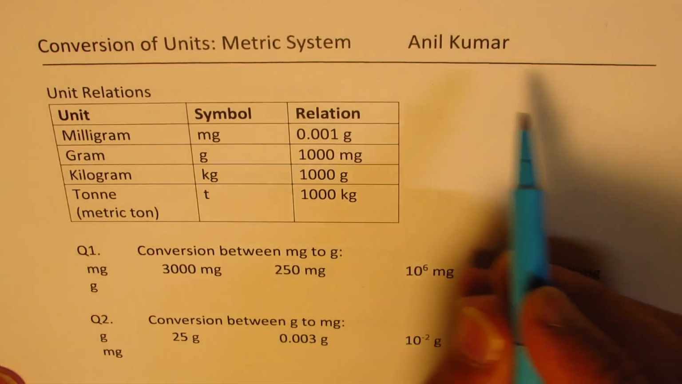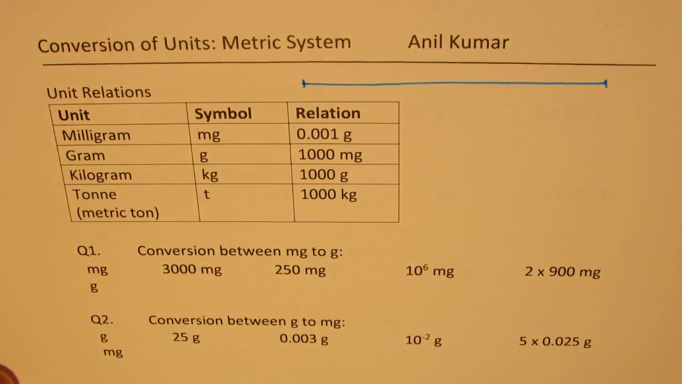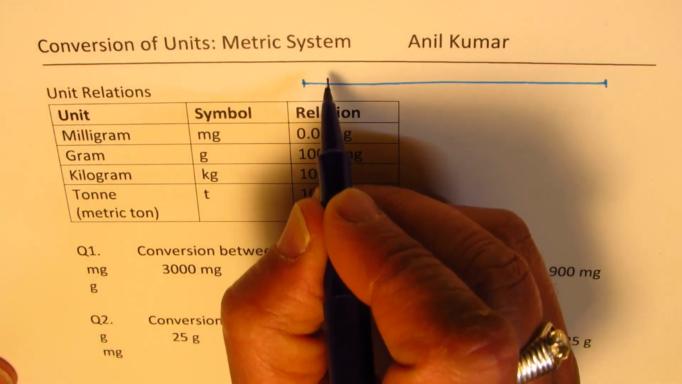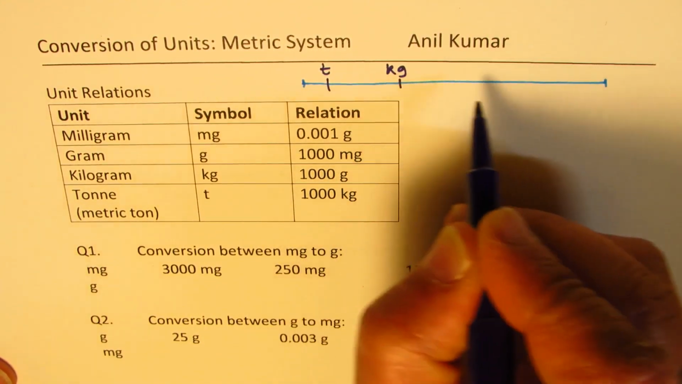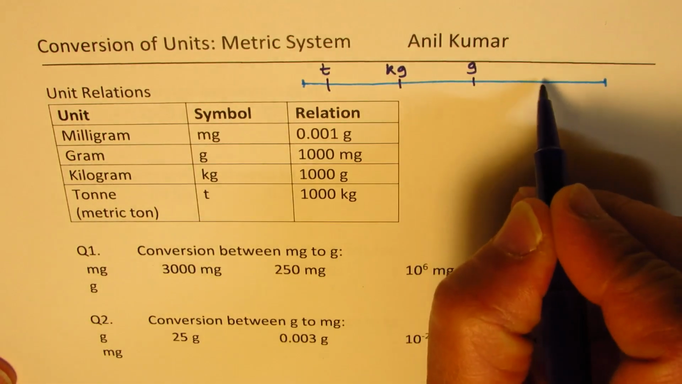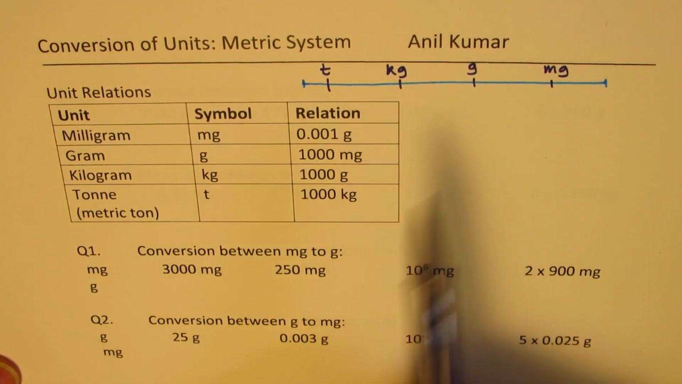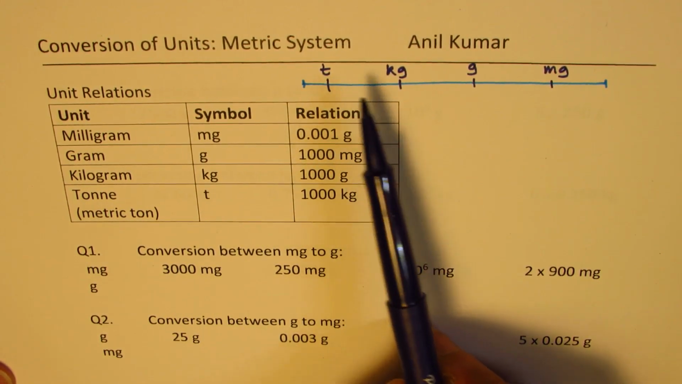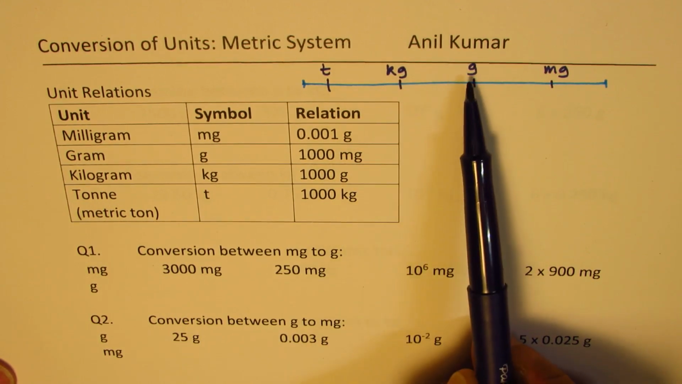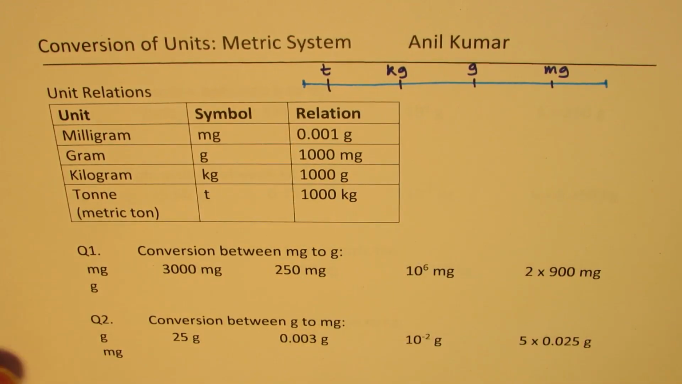To represent this information, we could actually draw a line, and then on the line we can see each unit very clearly. Let us say we have tons here, like T. Then we have kilogram. Then we have grams, and then we have milligrams. Now on this line, ton means a very heavy thing. 1 ton has 1000 kgs, 1 kg has 1000 grams, and 1 gram has 1000 milligrams. So that is how it moves.